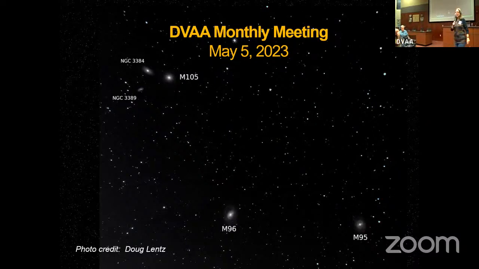We're going to be talking a bit about galaxies. This beautiful image from Doug Lentz is going to be submitted for the Astronomical League's Spring Galaxy Challenge. And he was lucky enough to find three of the galaxies that are required in the same image. So three for one.